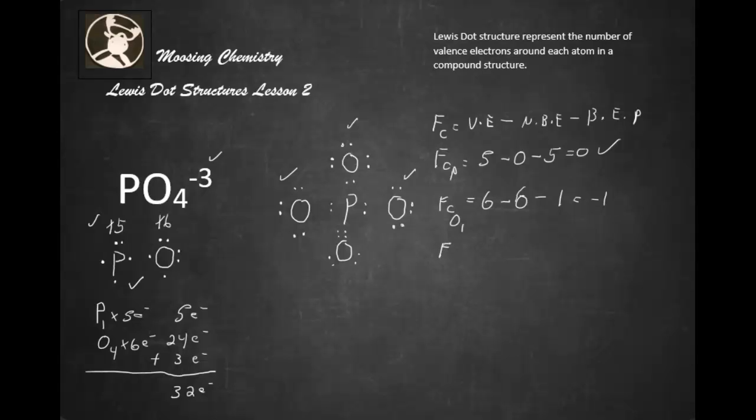So let's look at the formal charge of O2. We're going to call this one O2. Oxygen comes in with 6 valence electrons. Non-bonding electrons, there are 4 of them. And how many bonding pairs? We got 2 bonding pairs. So that's going to give me 0. So this is going to be -1 times 3, which will give me -3. This structure is the best possible structure.